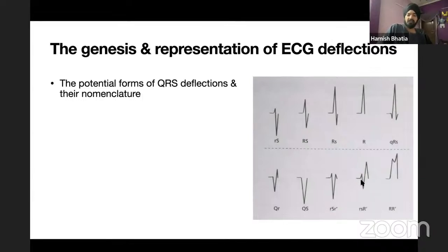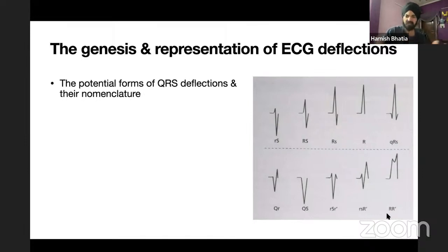If there is an initial small positive deflection, then a small negative deflection, then a large positive deflection, it is called a small r, small s, capital R dash or R prime pattern. And if there is no negative wave, an initial small positive deflection and then a large positive deflection, actually both are large but the second one is even larger, it is called an r r dash pattern. So these are the patterns of the QRS complex.